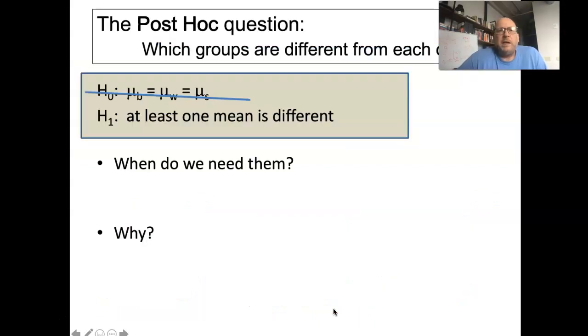When we have an ANOVA, the second thing we have to do is figure out what is happening with our group means. And this is called a post hoc test. So with the post hoc test, what we're trying to do is, when we reject the null hypothesis, we say one mean is different. We need to figure out which mean.